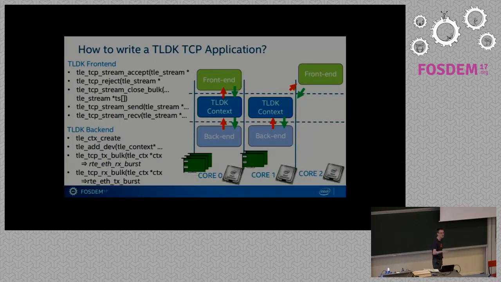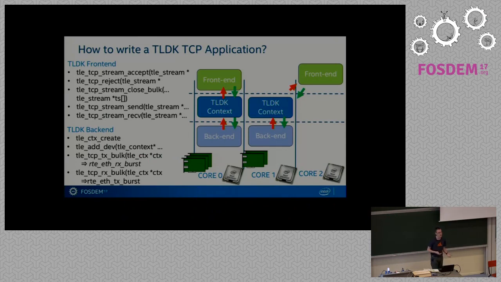So TLDK has this notion of a front end and a back end. You can almost think of TLDK as a sandwich in the middle. The front end is the API to which you write your application against, and then the back end is basically where your layer 2, layer 3 implementation exists. So at the very, very lowest level, you'll have DPDK or some fast packet I/O technology. It receives the packet, pushes it through your IPv4 or IPv6 implementation, and then you do a bulk RX into TLDK. So you do a bulk push of the packets into TLDK.